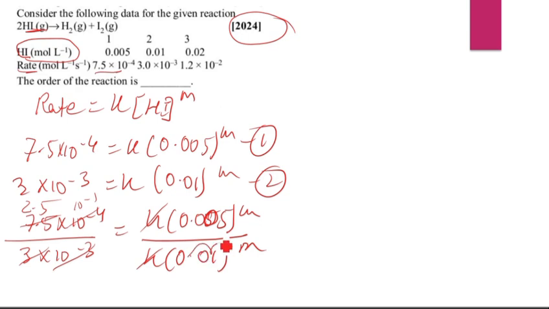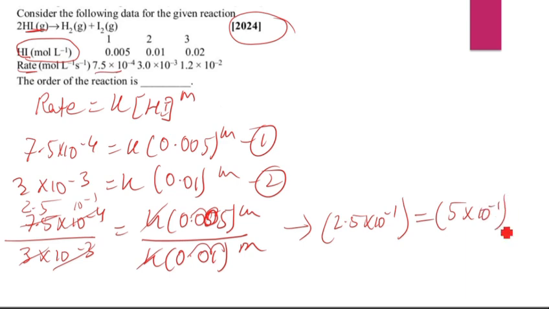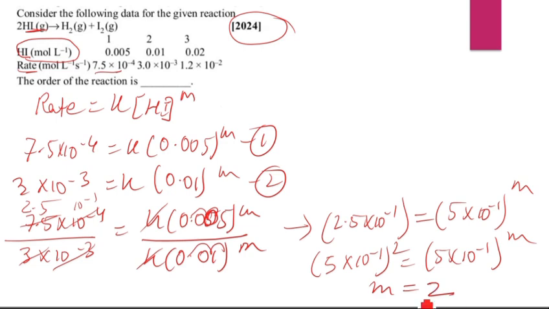So this and this will be gone. So we are left with 2.5 into 10 to the power minus 1 equal to 5 into 10 to the power minus 1 whole to the power m. Okay, so we can write it like this: 5 into 10 to the power minus 1 whole square equal to 5 into 10 to the power minus 1 to the power m. So what is the value of m? The value of m is 2. So the value of m is 2, and the order of the reaction is 2.